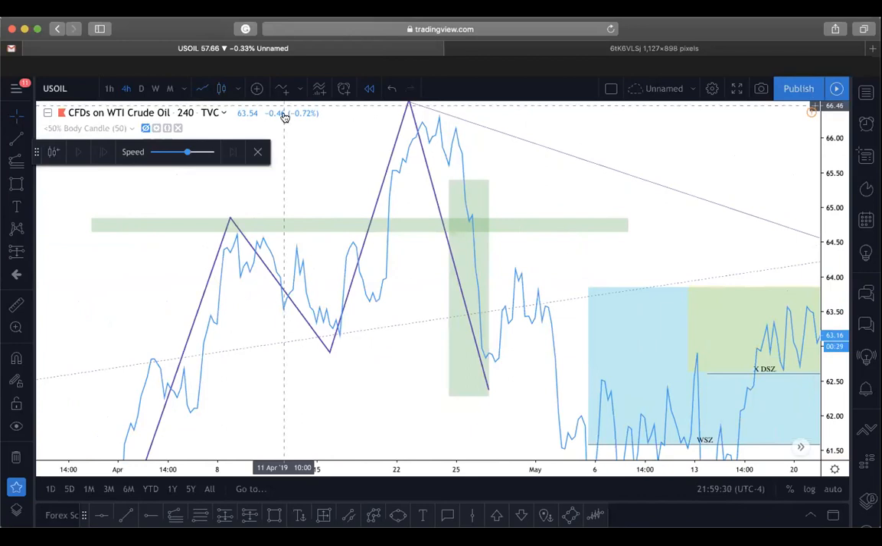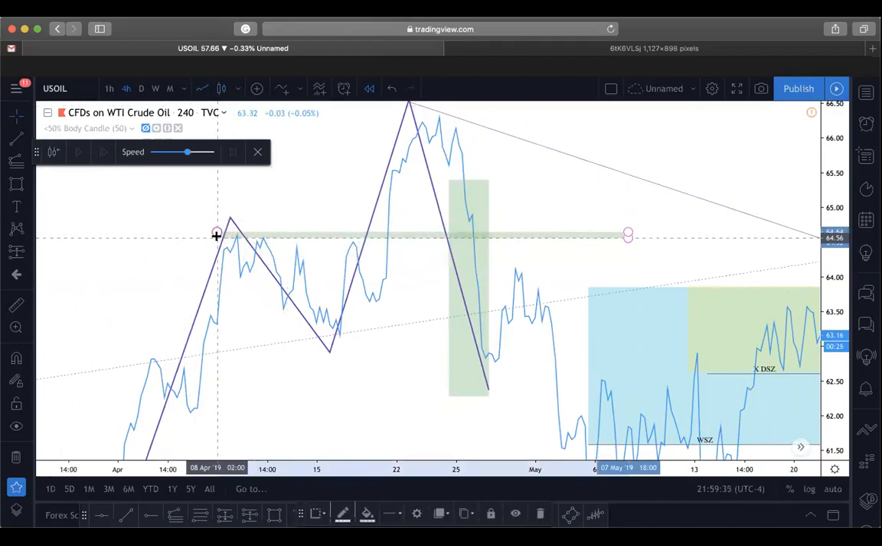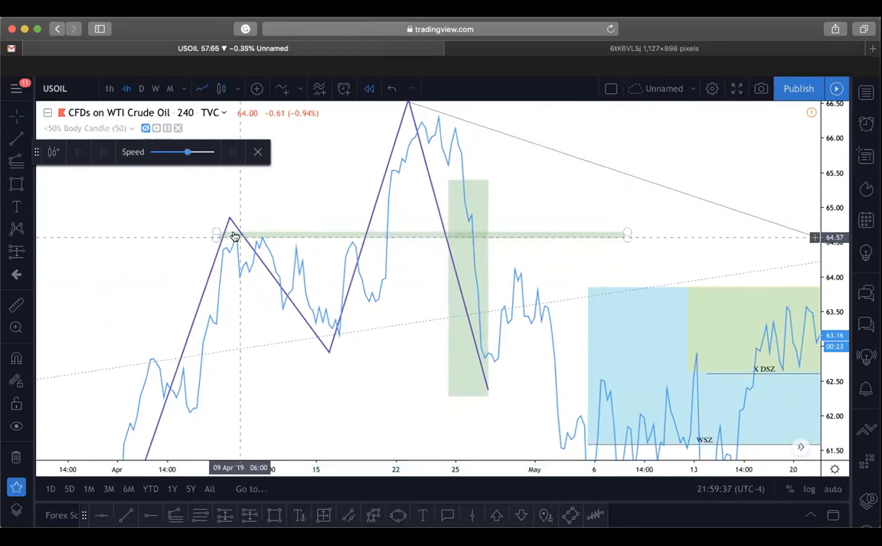Remember where you started. Support and resistance, you draw it on the point. When it's pointy, it's juicy, right? You see this one pointy drop down? You have a support and resistance. You have several bounces from the level, right? So you know this is your support and resistance level, right?